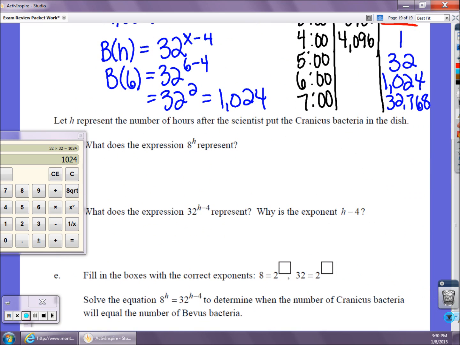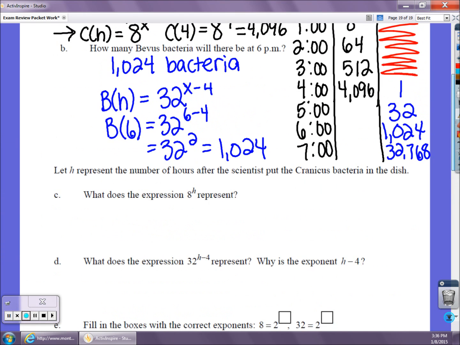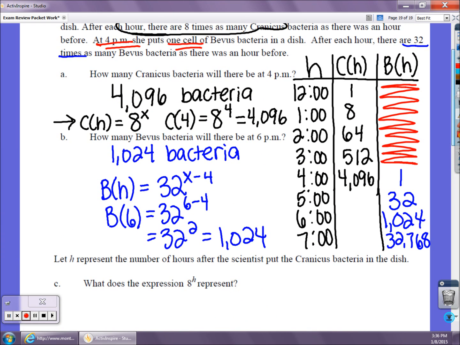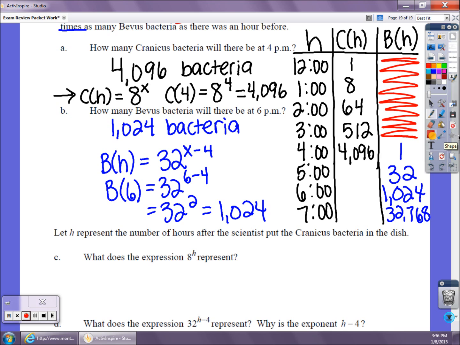All right. Let H represent the number of hours after the scientist put the Cranicus bacteria in the dish. And we already did that, didn't we, in our table? We used that variable H kind of intuitively. What does the expression 8 to the power of H represent? Well, we already figured that out in part A. What did we say? That's going to be that we're increasing by a rate of 8.